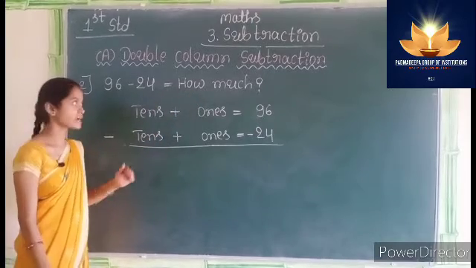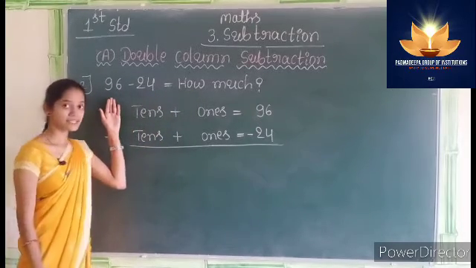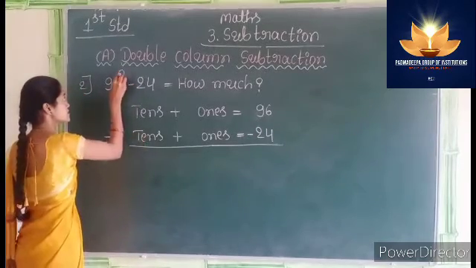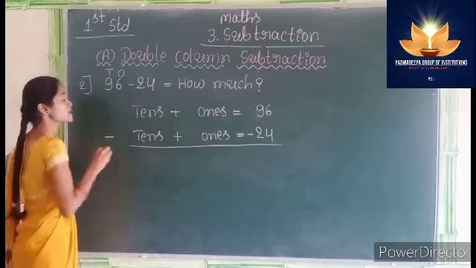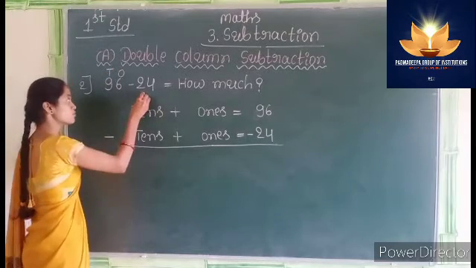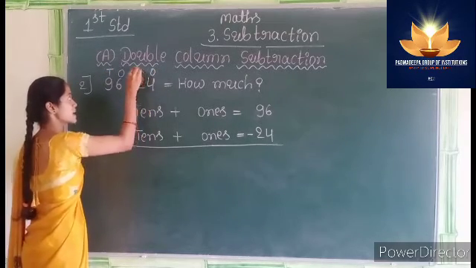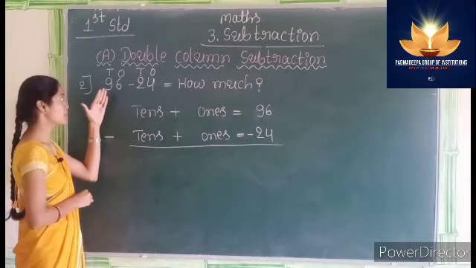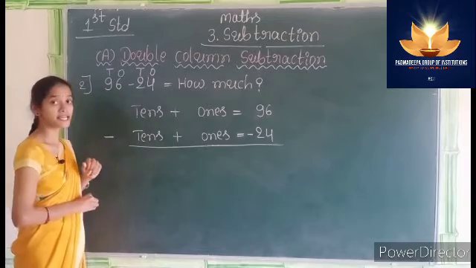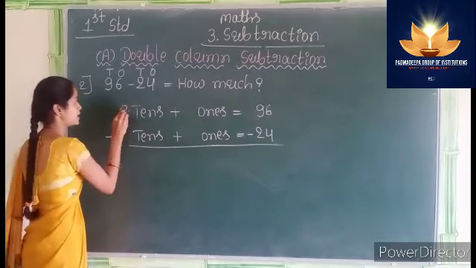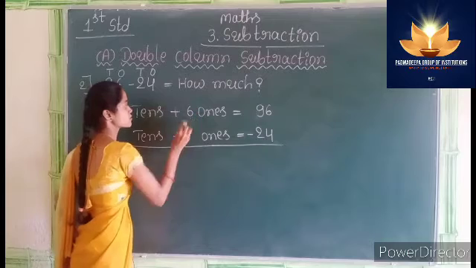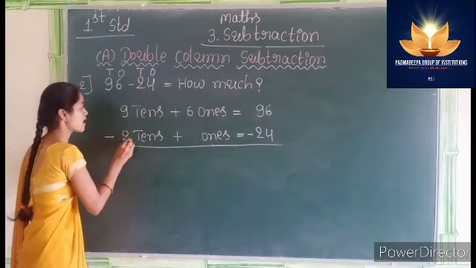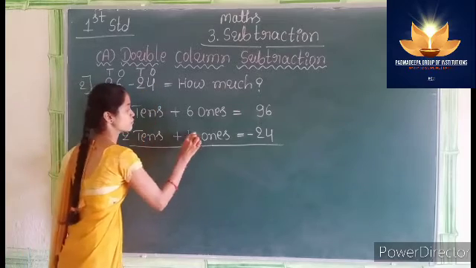96 minus 24 is equal to how much? We have to subtract 24 from this 96. In this 96, this is ones place and this is tens place. And in this 24, this is ones place and this is tens place. In the 96, there are 9 tens and 6 ones. And in this 24, there are 2 tens and 4 ones.